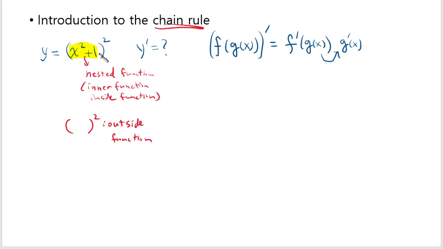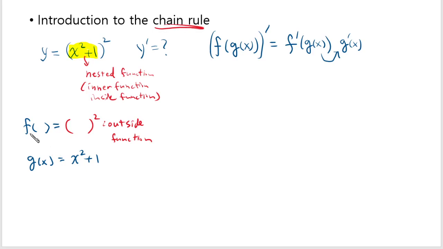the way we think about this is we think about the outside function. Let's call the outside function f. So what is the outside function? This is the outside function, right? And into this function, we're plugging in g of x, which is x squared plus 1. So that's the setup for this one.